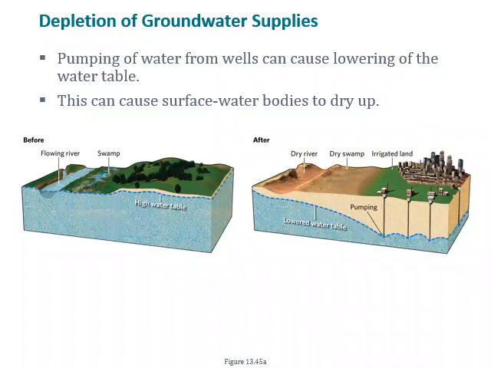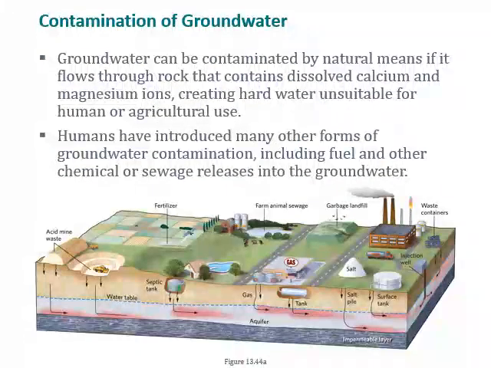Here's an example of contamination of groundwater. Groundwater can be contaminated by natural means if it flows through rocks that contain dissolved calcium and magnesium, which creates hard water unsuitable for human or agricultural use. Humans have introduced many other forms of contamination, including fuel and chemical sewage releases into groundwater.